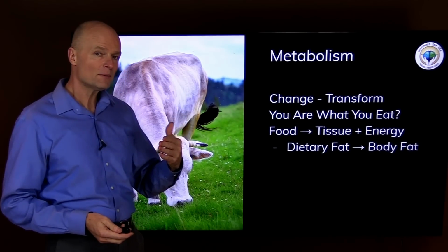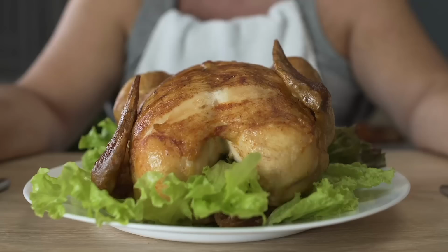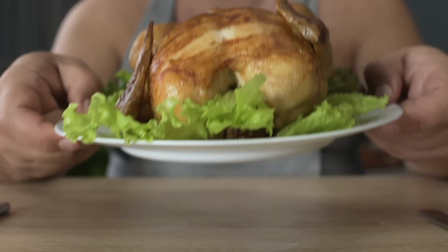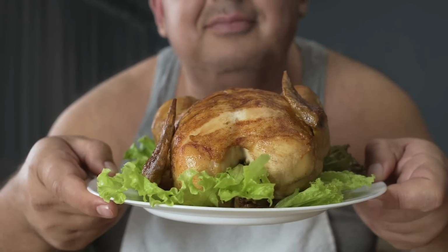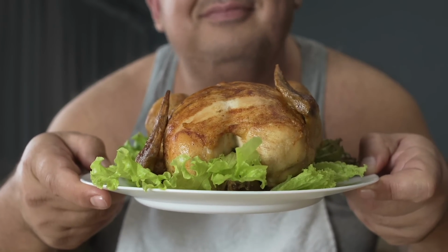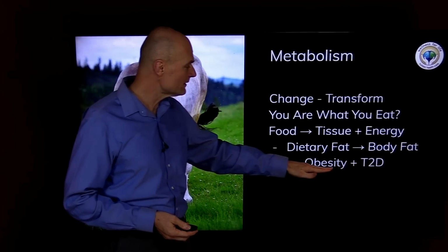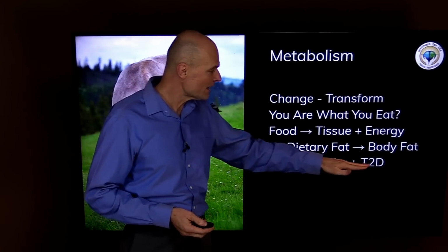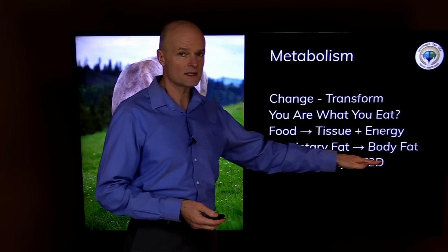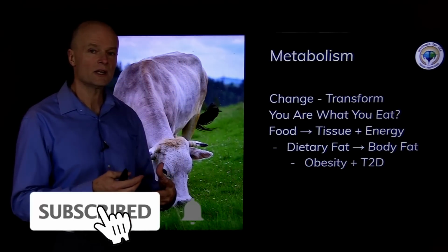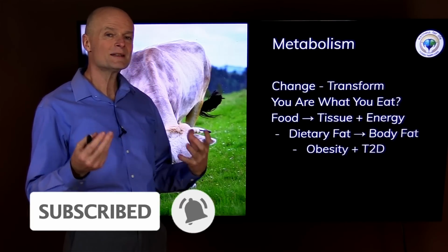But then some people misconstrue that a little bit and they think that the dietary fat that we eat becomes body fat. And then if we gain a bunch of body fat, now we get obese and we have type 2 diabetes because these two are associated. But that's a little bit too simplistic.